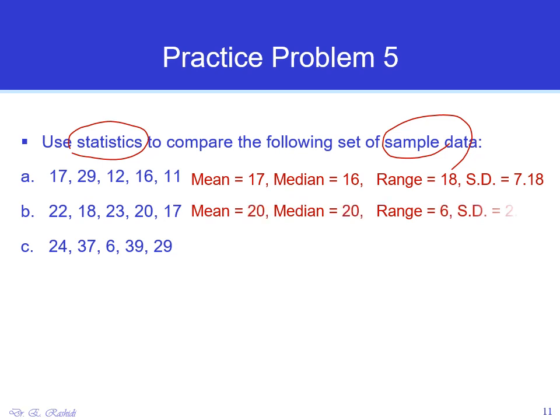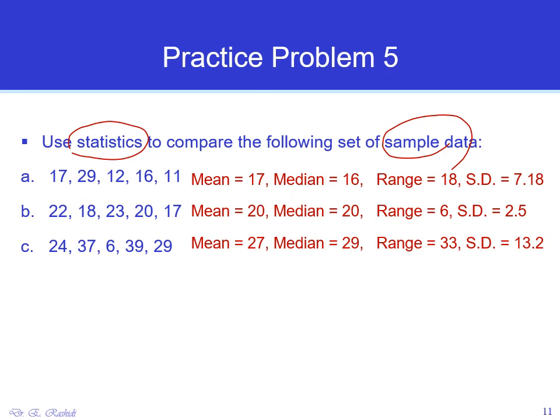For the second set, the average is 20, the median is 20, the range is 6, and the standard deviation is 2.5. For the third set of data, the mean or the average is 27, the median is 29, the range is 33, the standard deviation is 13.2. So now you have a combination of central tendency measures and variability measures to compare these three sets of data. That's going to give you a deeper understanding of these three sets of data.